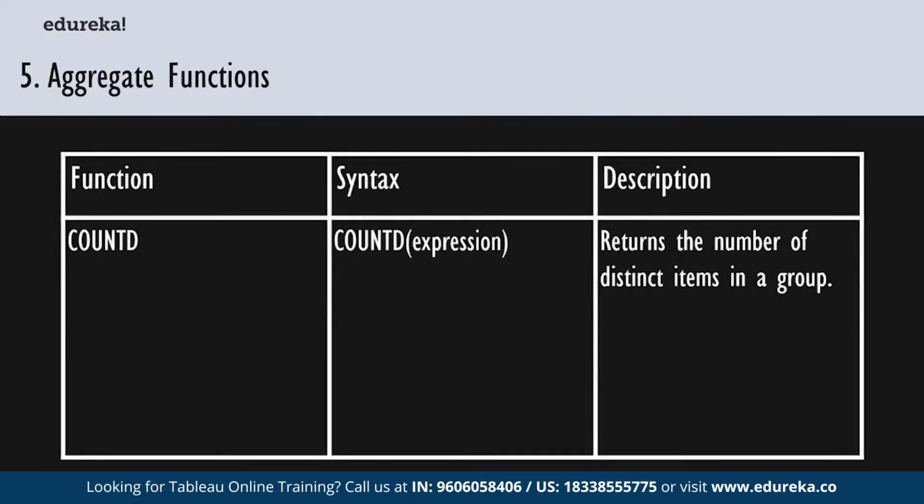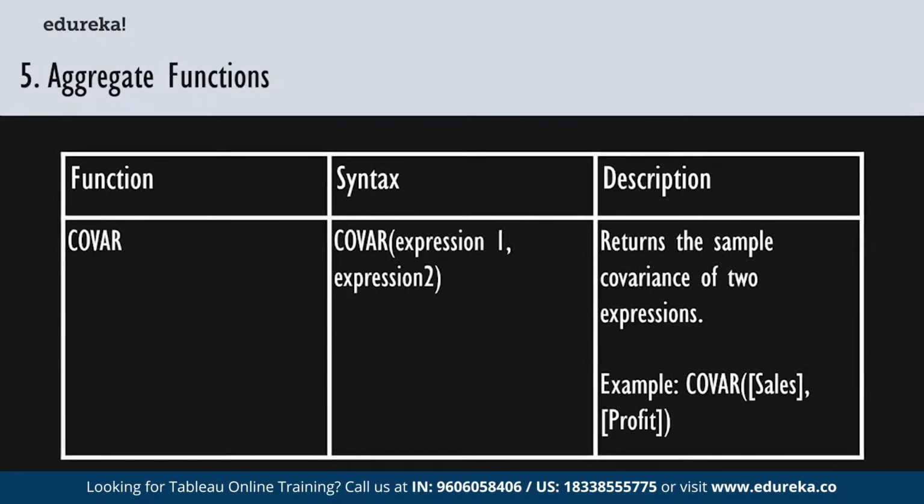And then we have count D, which returns the number of distinct items in a group, which basically means that if a certain item is there twice in a certain group, count D is going to count it as one item. Then we have the covariance expression.